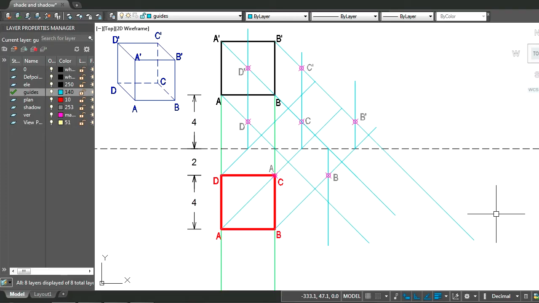So I've drawn the points and named them in different colors in plan, elevation, as well as in shadows. I have additionally drawn a cube in isometric view and named it, so it will help you visualize better. So all the points have been marked now. So let us start drawing the shadow.